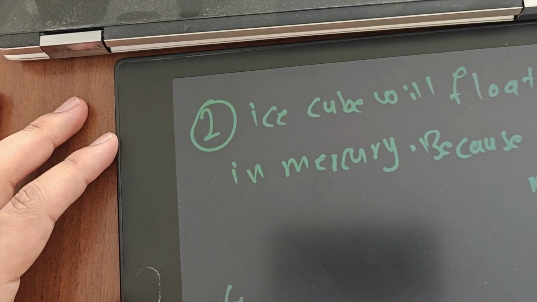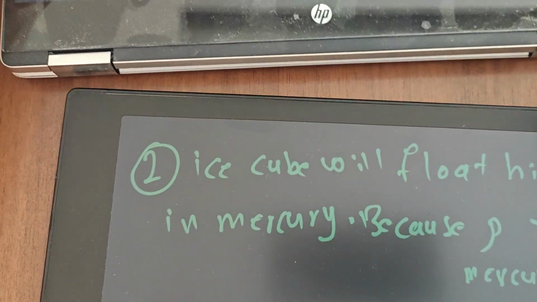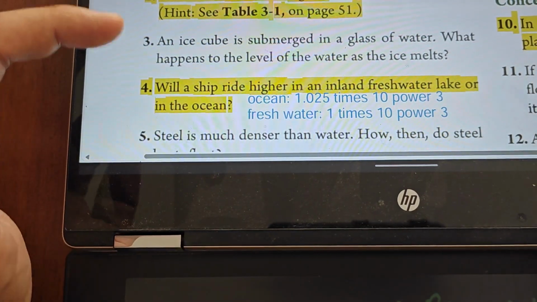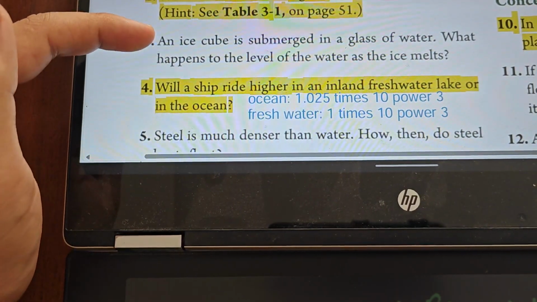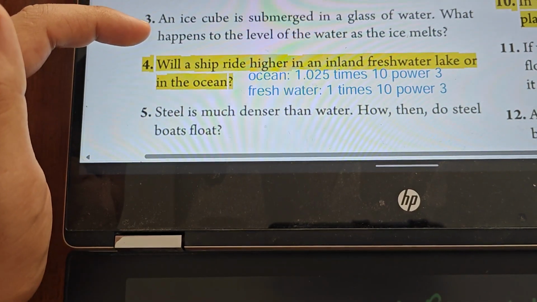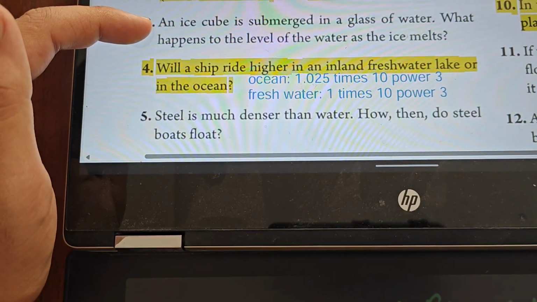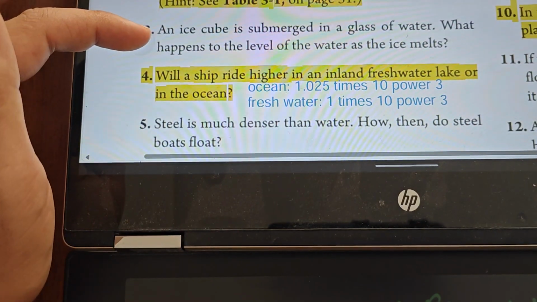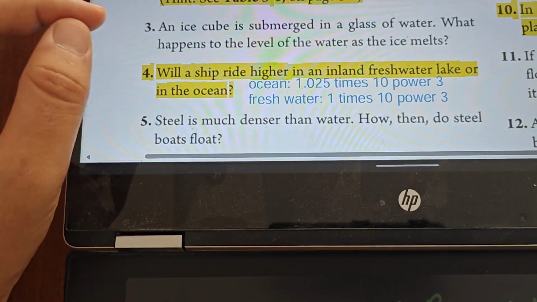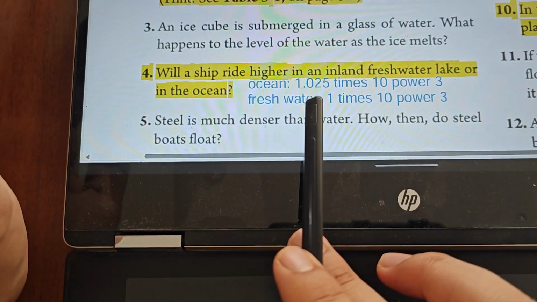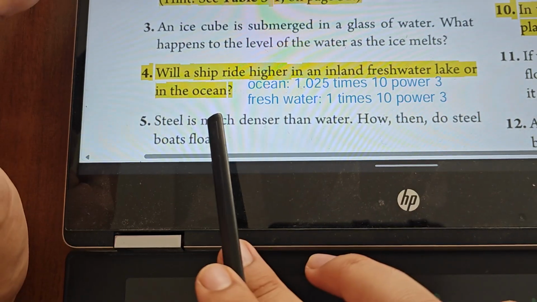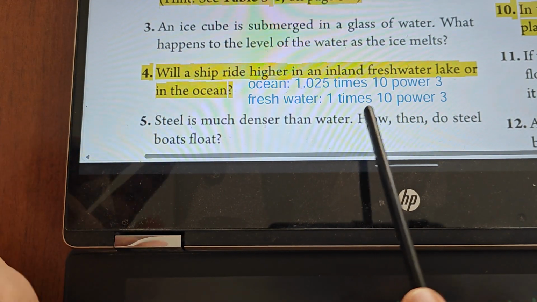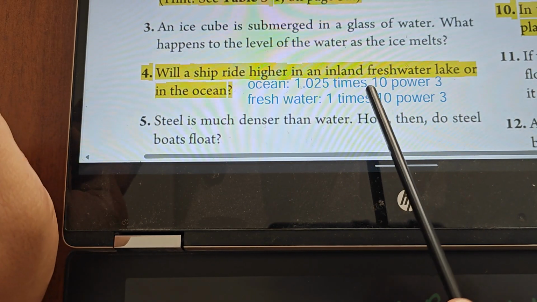Question 4. Question 4 in here that you have looked at. Will a ship ride higher in freshwater or ocean? Look, those types of questions, you don't have to memorize. The teachers will give you the density for both liquids. Then you can decide which type of liquid it will ride higher in. But we have two types of liquid in here.